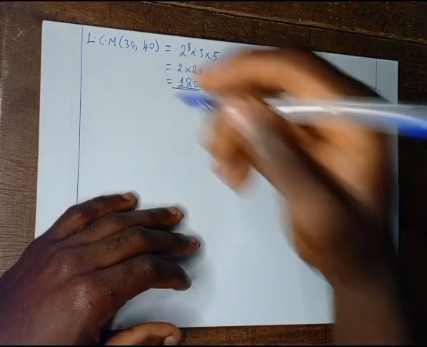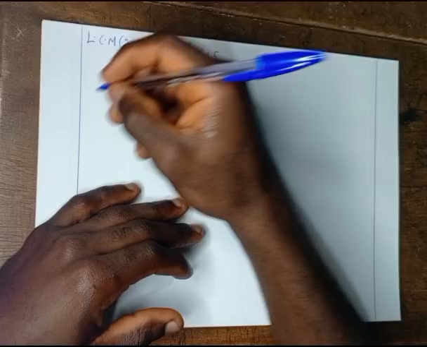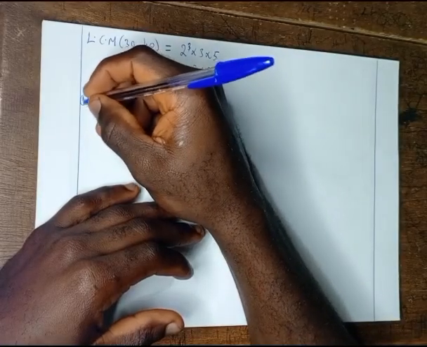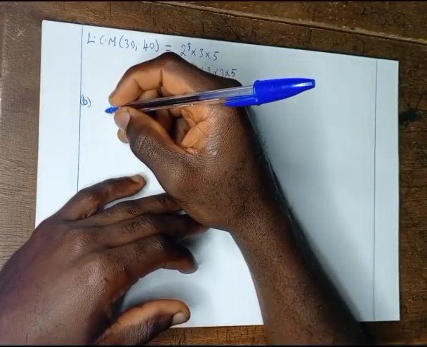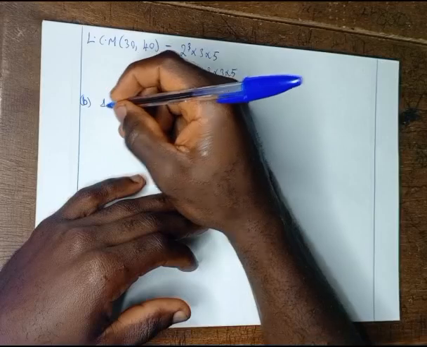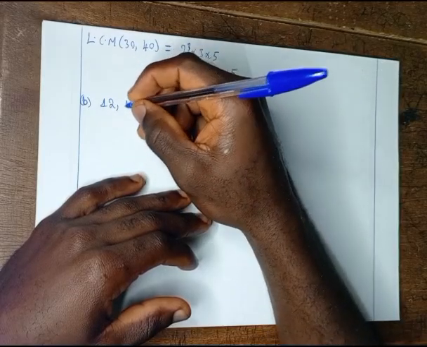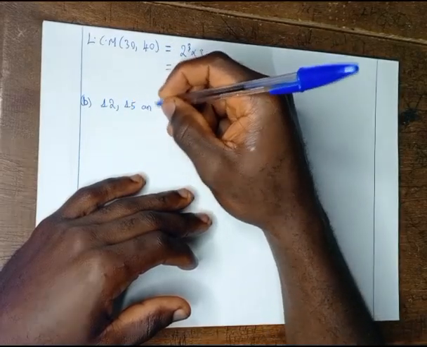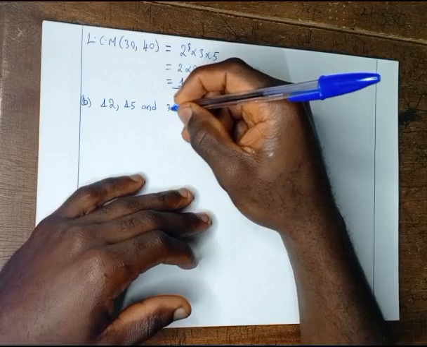Next, we move now to question B. For question B, we are going to make use of the second method, which is common division. We have the numbers 12, 15, and 36.